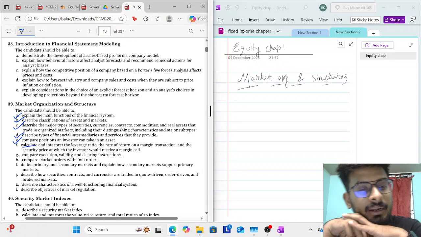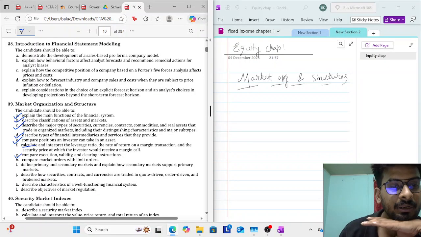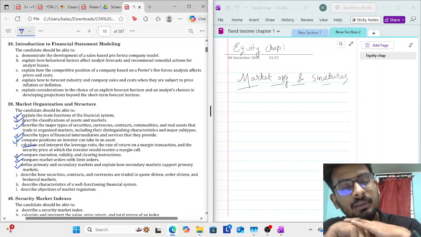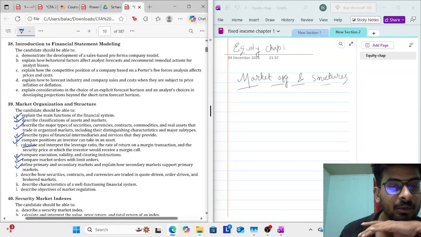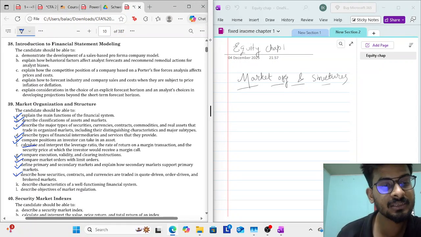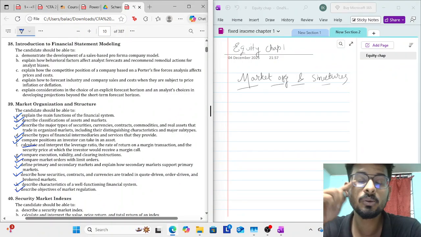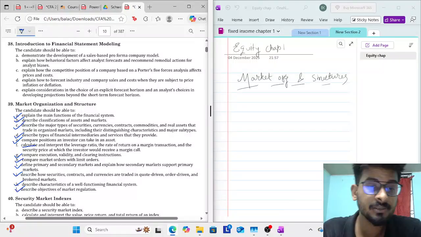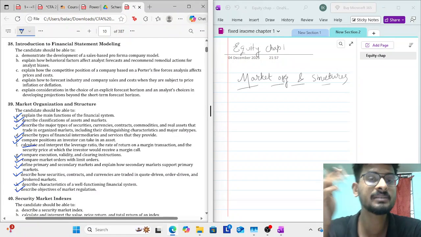We will learn to compare execution, validity, and clearing instructions, and compare market orders with limit orders. We will learn to define primary and secondary markets, and describe how securities, contracts, and currencies are traded in quote-driven, order-driven, and brokered markets. We will learn about the characteristics of a well-functioning system and market regulation objectives. So we will touch currency, real estate, every type of security here. It's the first basic chapter, right?